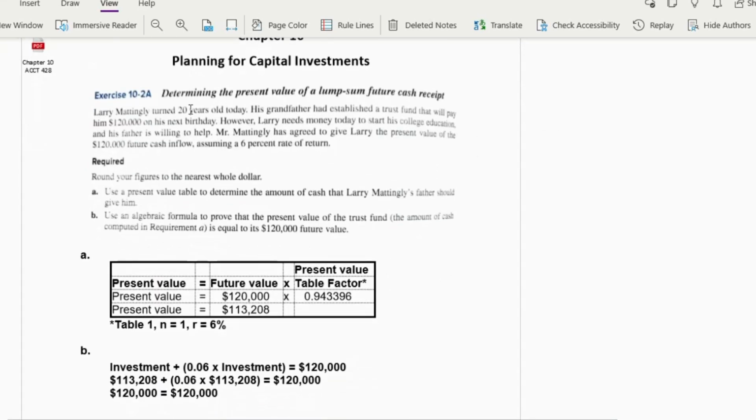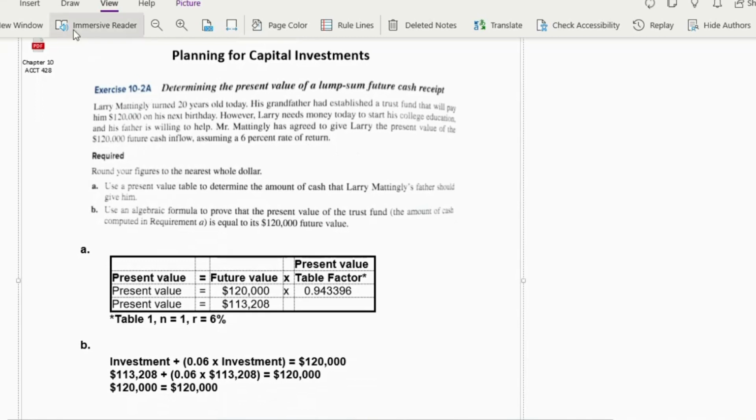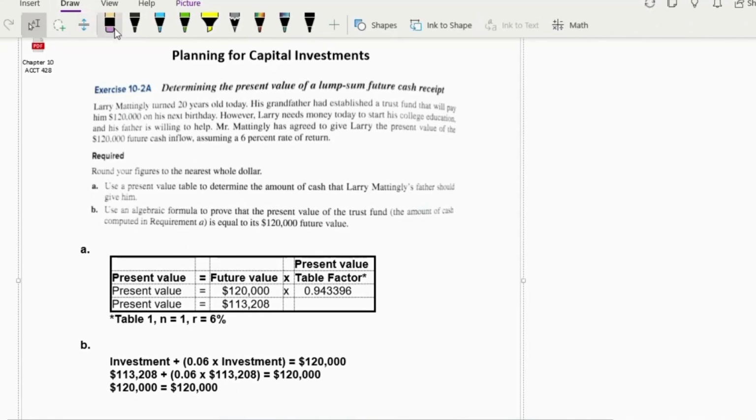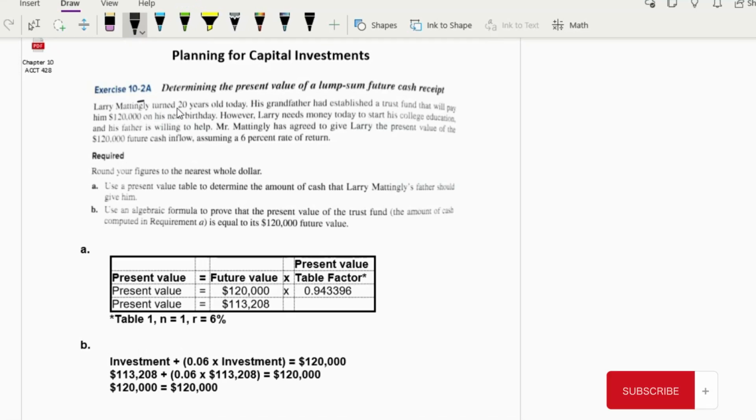Starting with our first exercise, exercise number 10-2. Larry Mattingly turned 20 years old today, so this is his age. His grandfather had established a trust fund that will pay him $120,000 on his next birthday. Next means when he will turn 21 years old, so 1 year.